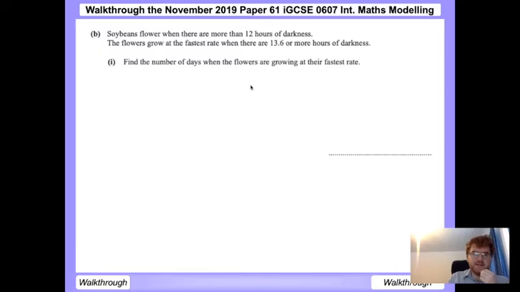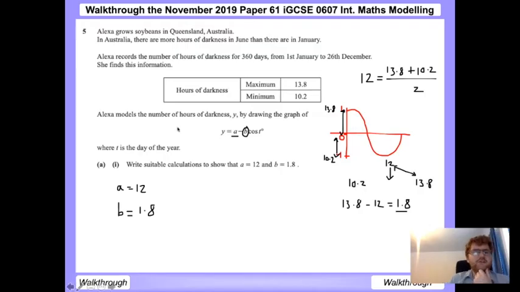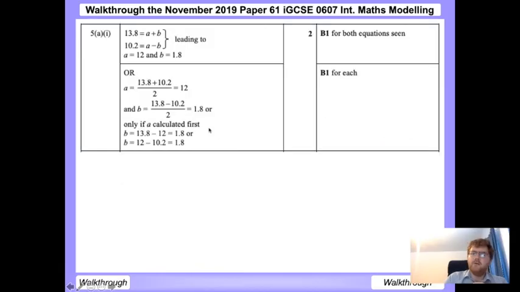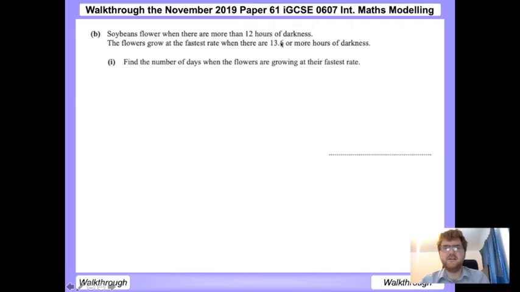Okay, and soybeans flower when there are more than 12 hours of darkness. The flowers grow at the fastest rate when there are 13.6 or more hours of darkness. Find the number of days when the flowers are growing at their fastest rate. Okay, so soybeans grow better in darkness. This is one thing to consider. So notice our model, I should have mentioned this earlier, models the number of hours of darkness, not daylight. So we want to find when it is 13.6. That's what's given in the question.